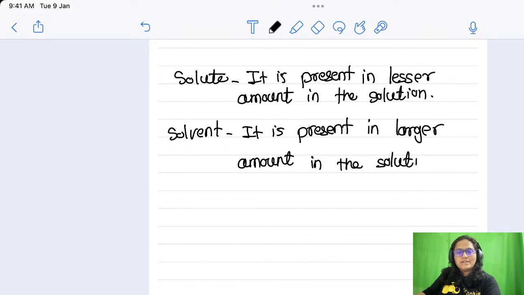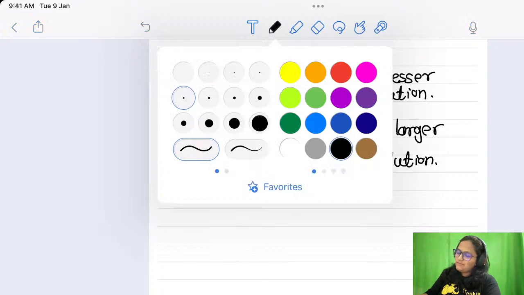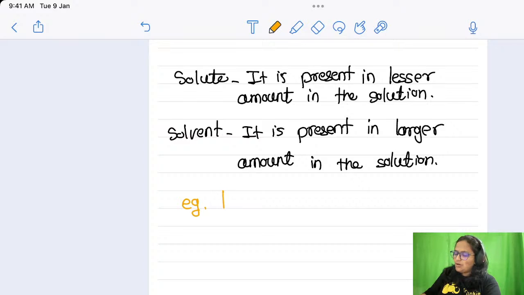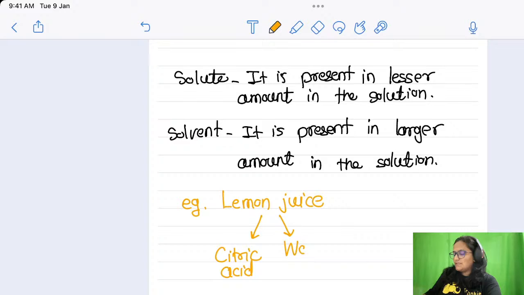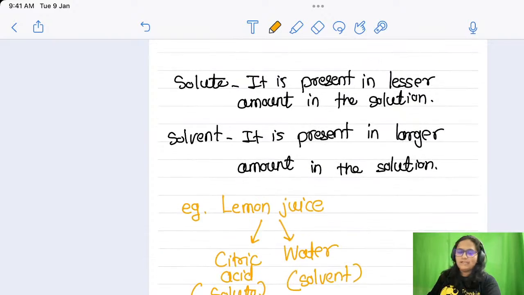Okay, a very simple example I can tell you here. For example, lemonade or simply lemon juice. In lemon juice there are two parts. One is citric acid, which is present in the lemon, so I'll write down citric acid, and another is water, right? Water is present in excess, larger amount, therefore water is the solvent here, and citric acid is the solute here, which is present in the smaller quantity, right? Okay, so now this is about solute and solvent.